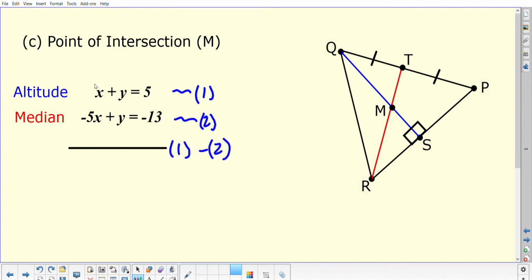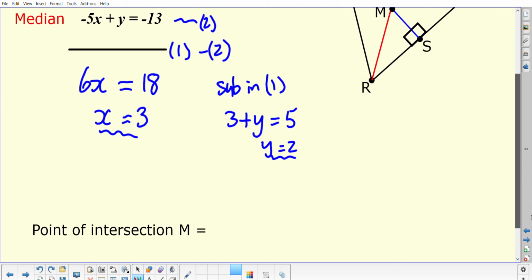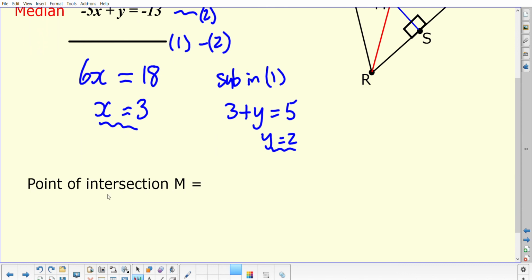So that means I'm doing 1x take away negative 5x, so that does become positive 6x. The y's are eliminated. 5 take away negative 13 becomes 8. 5 add 13, which is 18. And then dividing by 6 means that x will be equal to 3. And the easiest one to sub into here is equation 1. So sub in equation 1, you're going to have 3 plus y equals 5 means that y would need to be equal to 2. So our final statement at the end, right, of all this is that our point of intersection M has got coordinates 3, 4.